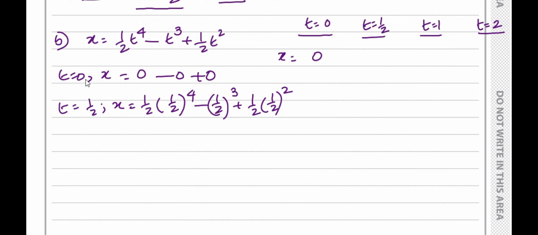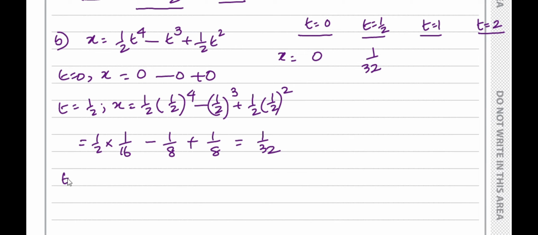So for the first one, t is equal to 0, we got 0. For t is equal to half, we are now working out. So this half times 1 over 2 to the power of 4 is 1 over 16 minus 1 over 8 plus 1 over 2 times 1 over 4 is 1 over 8 again. Okay, so that means this and this will cancel. So we have 1 over 32. So let me write, when t is equal to half, displacement is equal to 1 over 32. Okay, that's the position where the particle is.